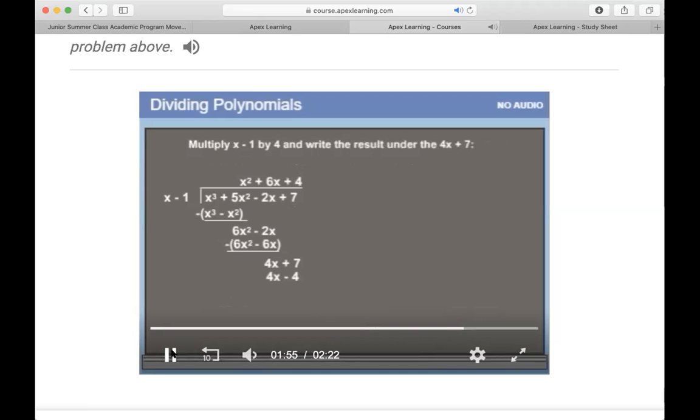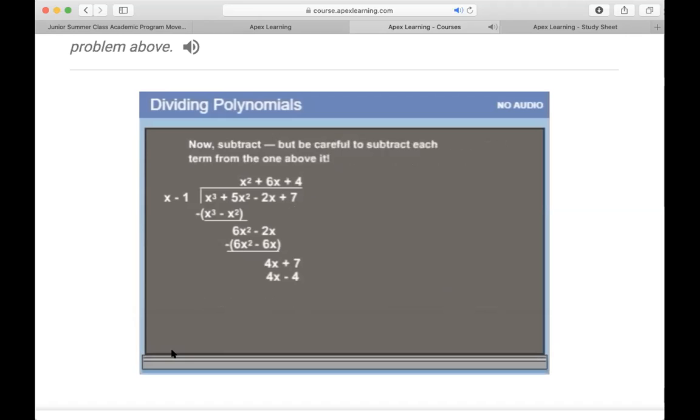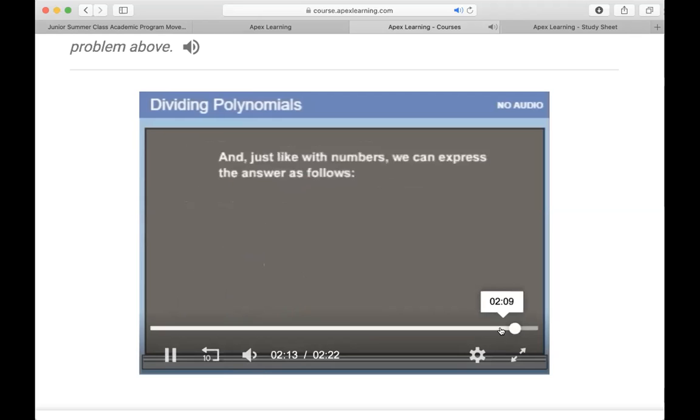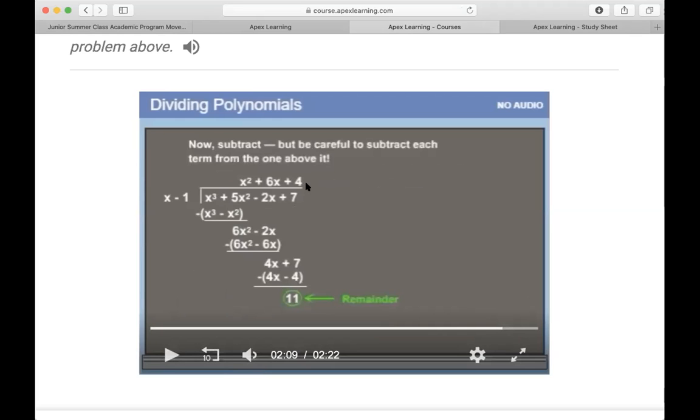Again, I have to subtract that entire quantity, which changes the sign. So now I have 7 plus 4, and that's going to give me a remainder of 11. So when I rewrite this, I'm going to have this quadratic, and I'm going to have plus 11 over x minus 1.